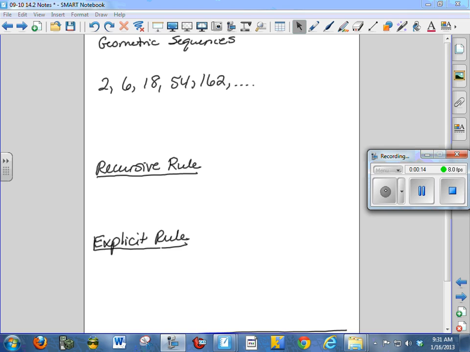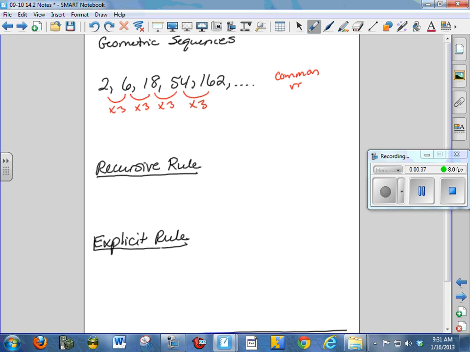A geometric sequence also has a very identifiable pattern. In this case, multiplication. If you look at this sequence, you will notice that we multiply by 3 between each term to get the next term in the sequence. We call this, instead of the common difference, the common ratio, and the common ratio is symbolized R. So R is equal to 3.